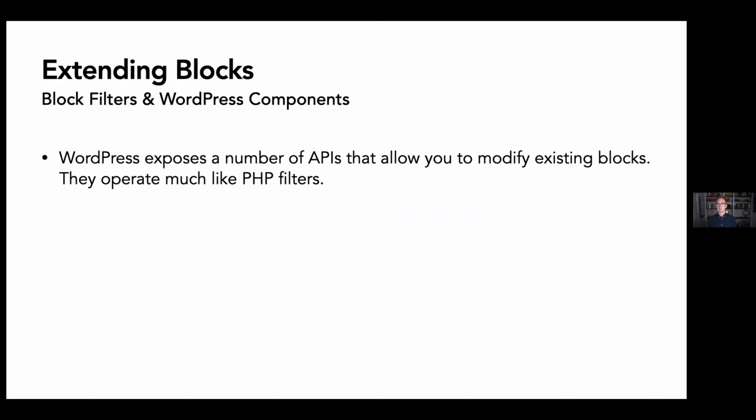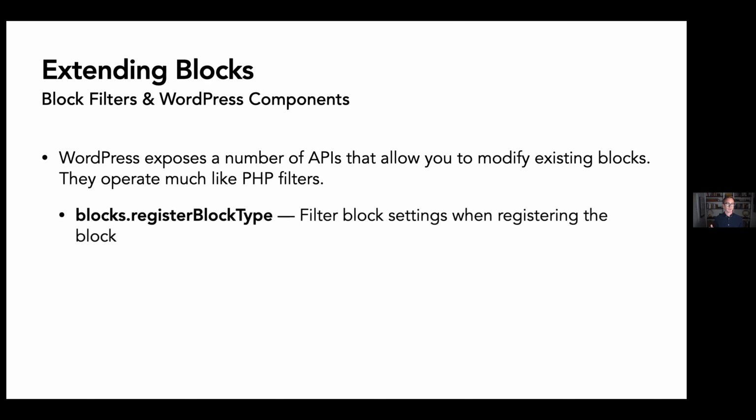WordPress exposes, and this is going to get a little bit developy, but hopefully you can follow along, and I'm going to try to make it as straightforward as possible, a bunch of APIs that allow you to modify existing blocks. If people are familiar with PHP filters, it's virtually the same. It's in React or JavaScript, but it's basically the same thing. We're going to talk about two of them. The first one is called blocks.registerBlockType. You can ignore the funny notation here, but basically this is the filter that's going to allow us to add custom attributes to any block.